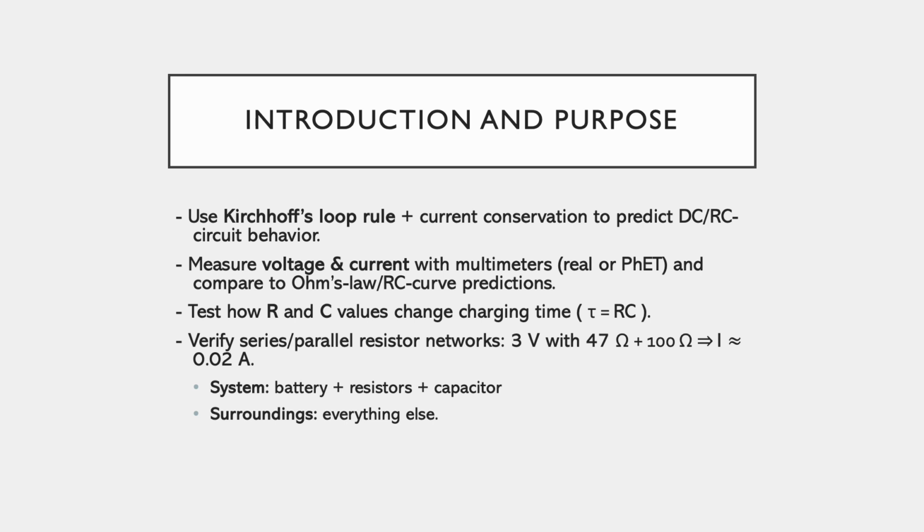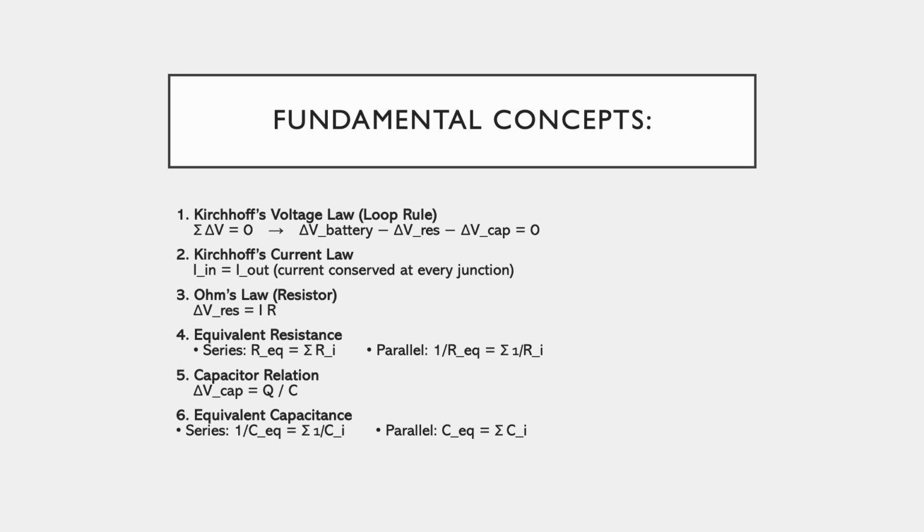So for the introduction, this is what we used. For some of the key and fundamental concepts, these ideas basically drive everything that we measure. First, Kirchhoff's voltage law, which says the algebraic sum of all the potential differences around any closed loop is zero. Then we have Ohm's law, which says that a resistor drops voltage in proportion to current, so delta V is equal to IR. For capacitor basics, delta V is equal to Q divided by C, with equivalent series and parallel rules that mirror resistors but flipped. And these rules basically turn every circuit picture into simple algebra that we can test.